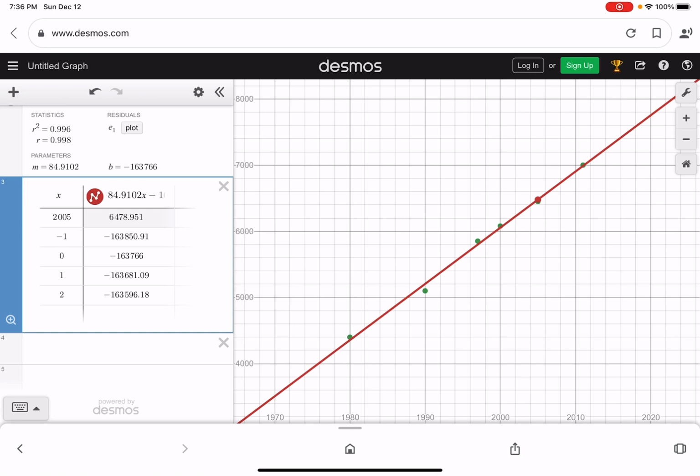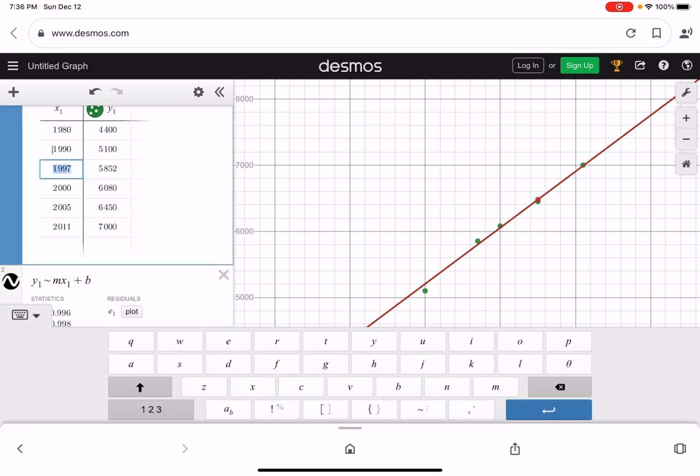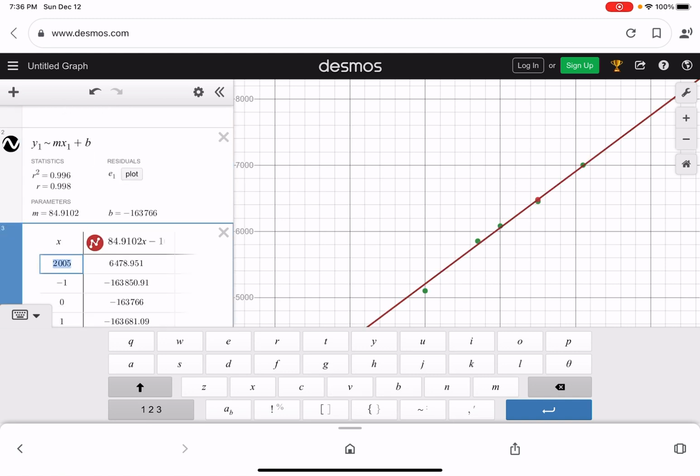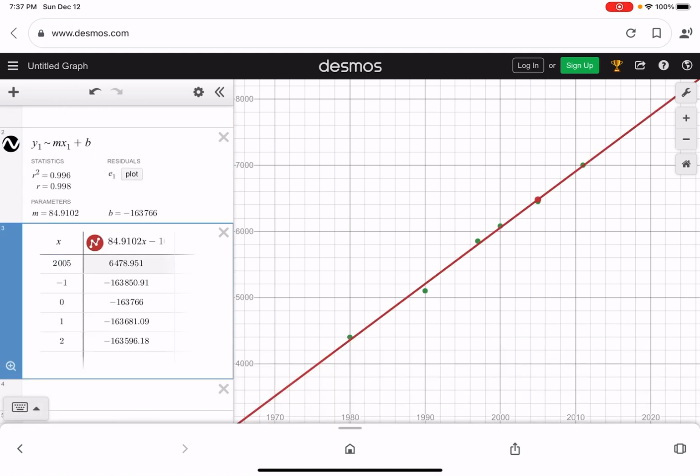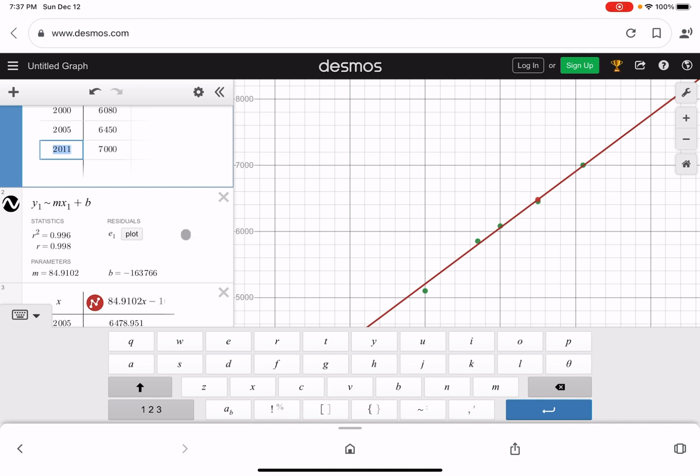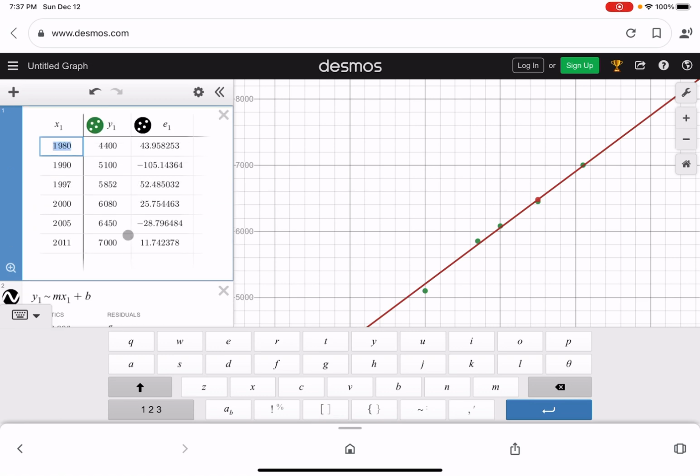And now it's asking, what is the residual for the year 2005? So you could go about this two different ways. We know the actual value is 6,450, and now we know the predicted value. So the residual is the actual minus the predicted. So you could do it that way, or you could just come up here where it says E1 and click plot, and then all these numbers show up.